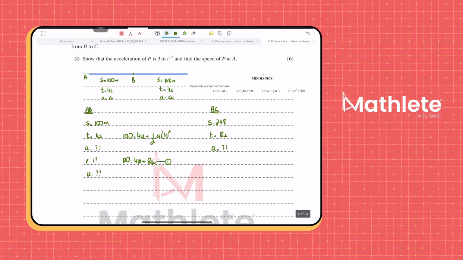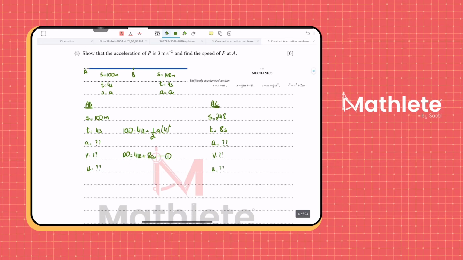And then we don't know the final velocity, we don't know the initial velocity either. So we're going to use the same equation, S = ut + ½at². In this case, 248 is equal to u into 8, or 8u, plus half into a into 8 squared. So 248 equals 8u plus, 64 upon 2 is 32, so 32a. Now that you have your two equations, equation 1 and equation 2, solve simultaneously.